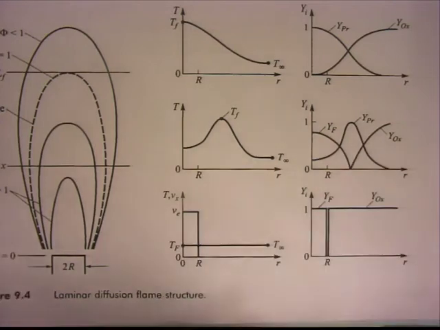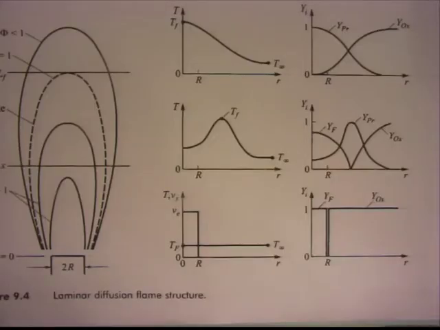So fuel is getting consumed. At the center line, the YF should be 1 because we have no oxidizer there, only fuel is there. So at the center line, why is YF less than 1? Actually, I have given you part of the answer. So part of the answer is that YF will tend to diffuse out.